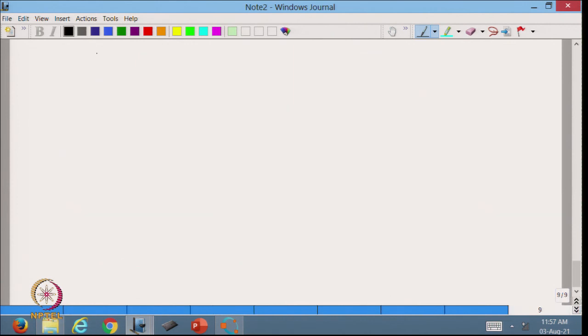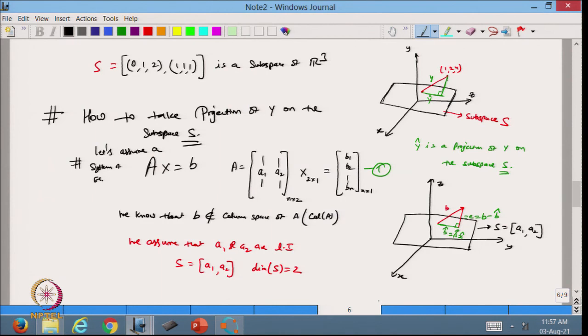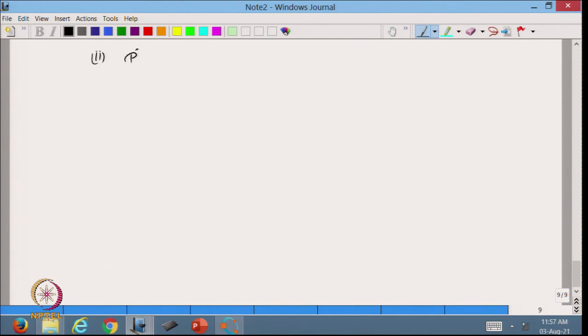The second one is that if we take the projection 2 times, now if you see from here, if I have taken the projection of this vector and it reaches here, now I apply the same projection here, it is not going to change, because this vector is already in the subspace S. It means that my P square should be equal to P. So let us see this one.